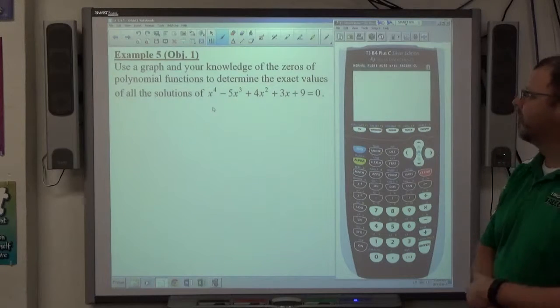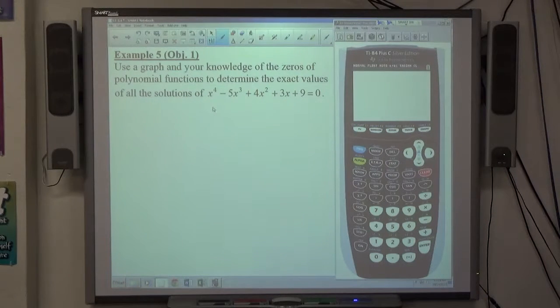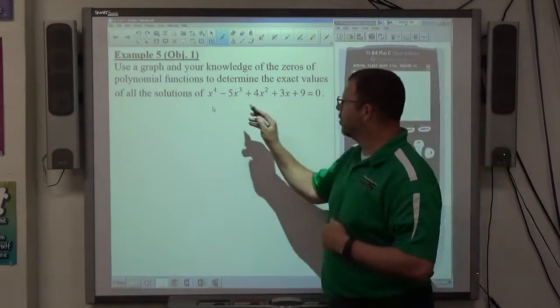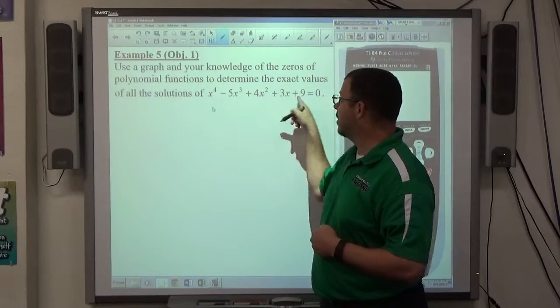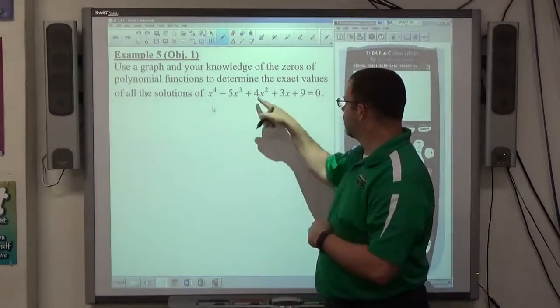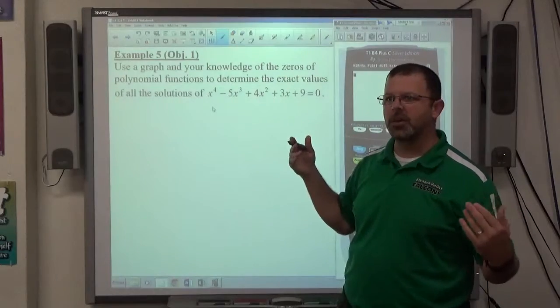Example 5 from 3.4: use a graph and your knowledge of the zeros of polynomial functions to determine the exact values of all the solutions of that. So if we go through like we usually do with solving a polynomial, it's usually f of x equals this, and we set it, and we find the zeros.